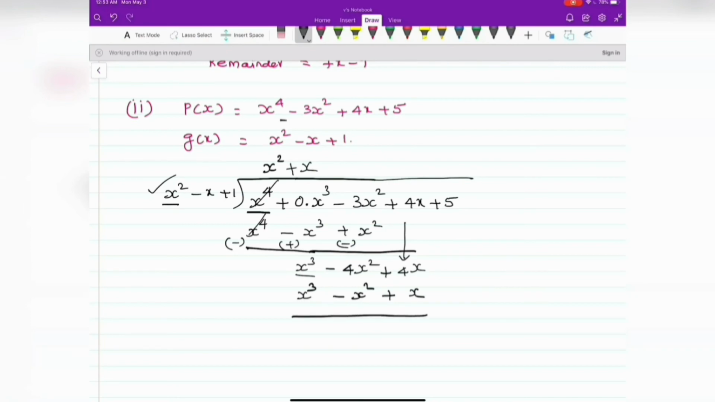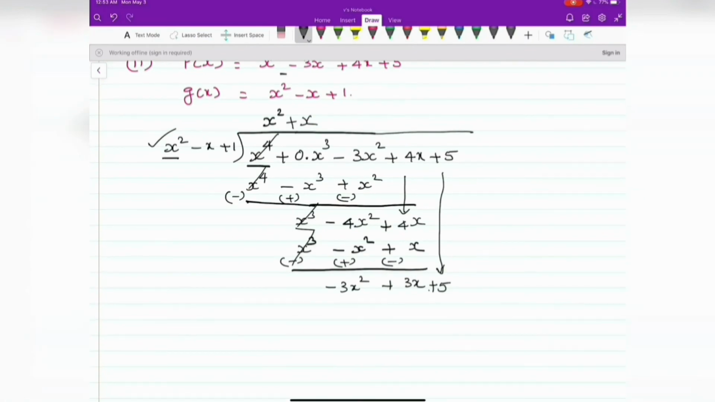Now again the sign will change when you subtract. Then what will happen? Plus x cube minus x cube will get cancelled. Minus 4x square plus x square will give me minus 3x square. Then plus 4x minus x will give me plus 3x. Then let me bring down this 5. So plus 5.